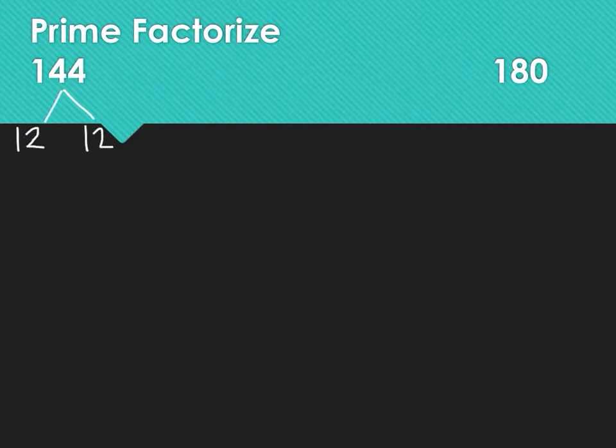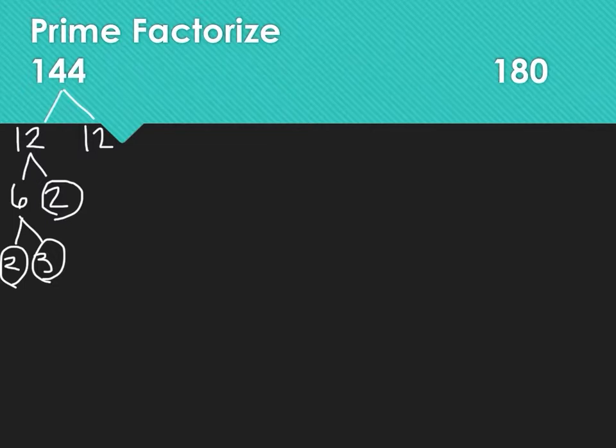Now I can break up. Now if I find any prime numbers, I'm going to circle those. 12 is not prime, so I'm going to keep going. Alright, but I can break up 12, and I can break that up to 6 times 2. 2 is prime, so I'm going to circle it. 6 is equal to 2 times 3. 3 is prime, 2 is prime, so I'm going to circle those as well.